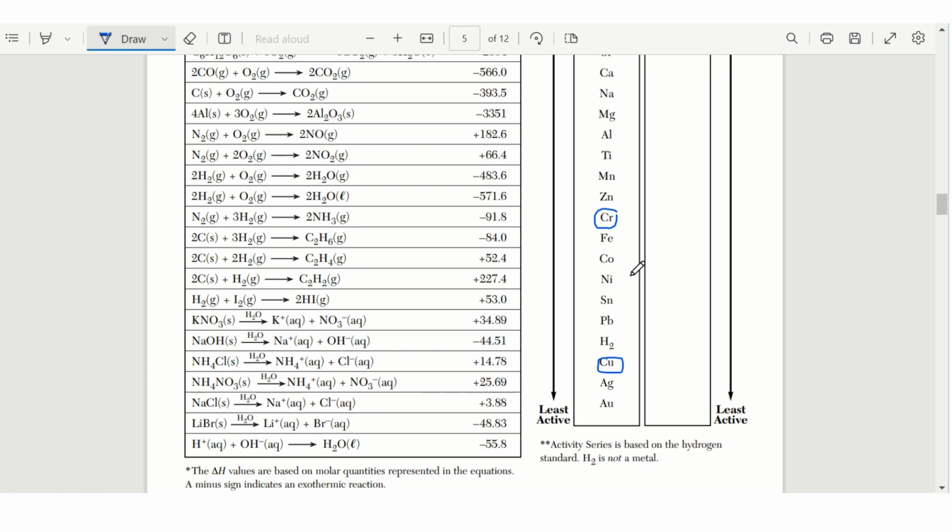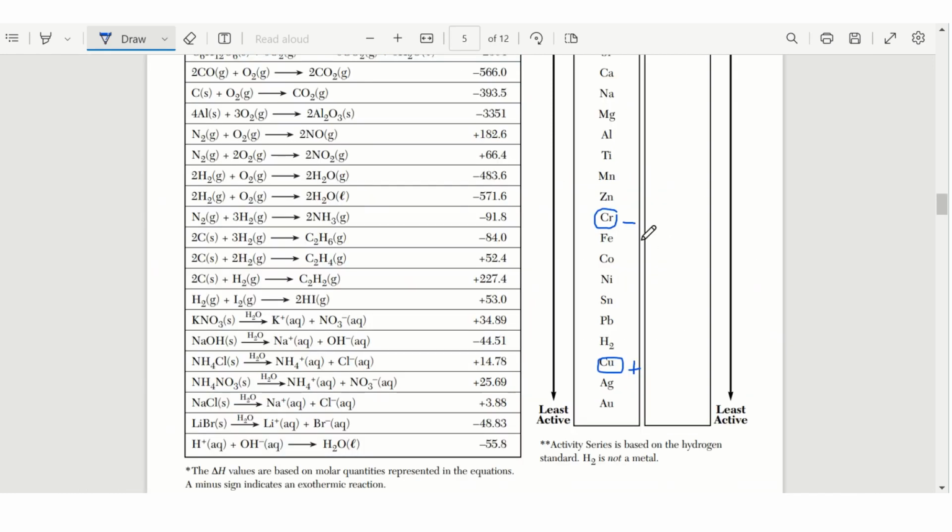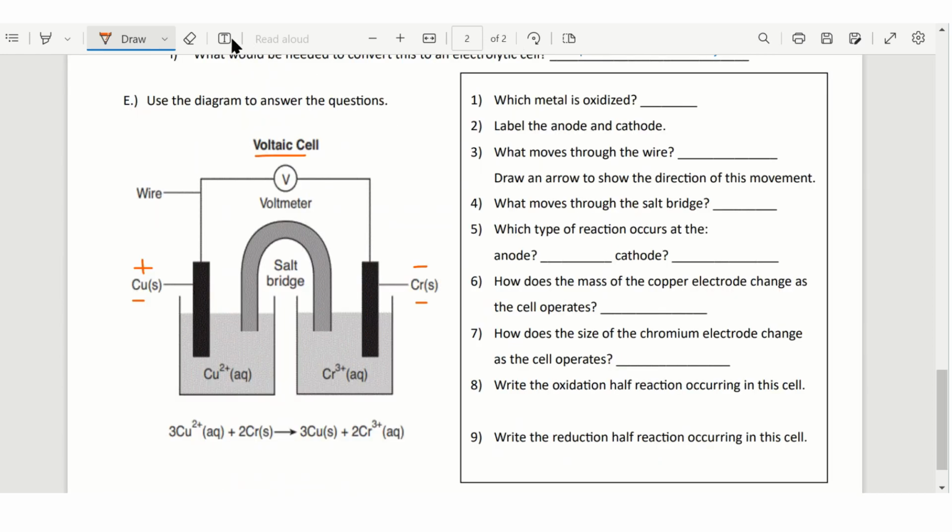So what I should remember is that the one that is higher will always be negative. The one that is lower will always be positive. So chromium is negative, copper is positive. In a voltaic cell, the higher one will be the anode. Okay, so now, which one was higher? This one. All right, so this is the anode, right?